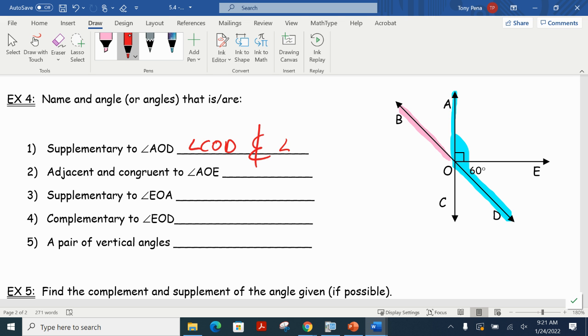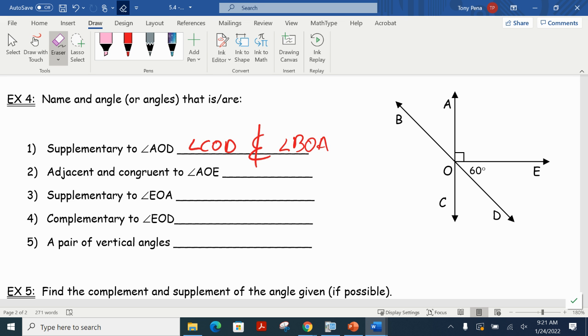So what angle are we looking at now? BOA. Good. Because BOA, together with the big blue one, would now create this full straight line. So both sets of those would be supplementary to AOD.